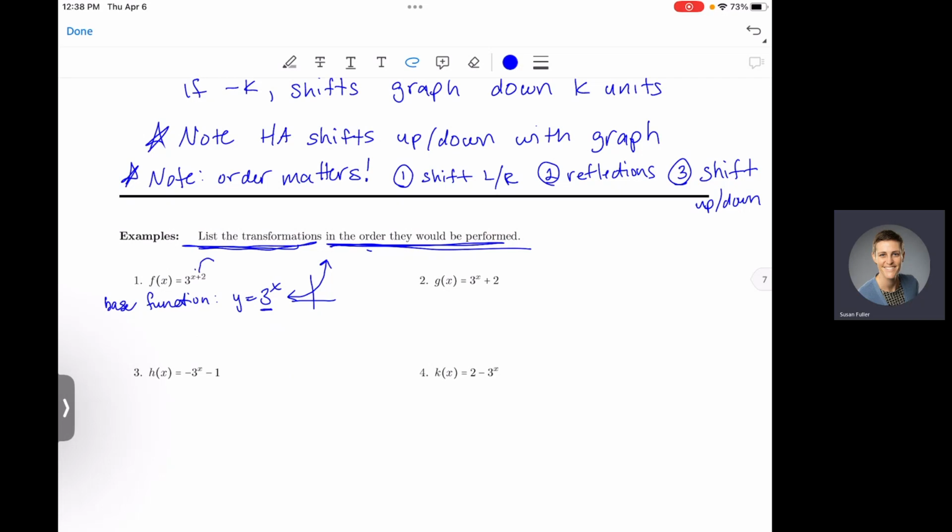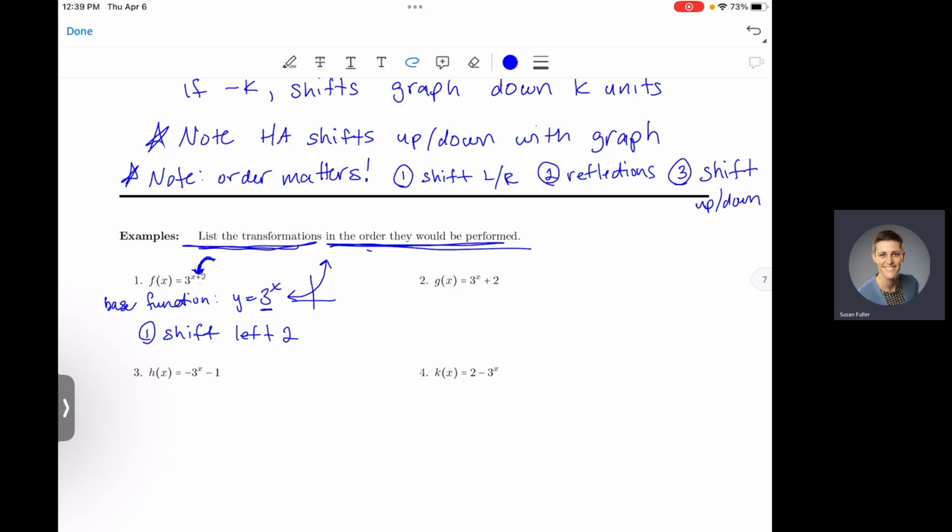Well, it's this plus 2 here. This is the only transformation that I see. And what is that transformation going to do for us? It is going to shift us to the left 2 units. And that's the only transformation that we're going to make from our base function of y equals 3 to the x.